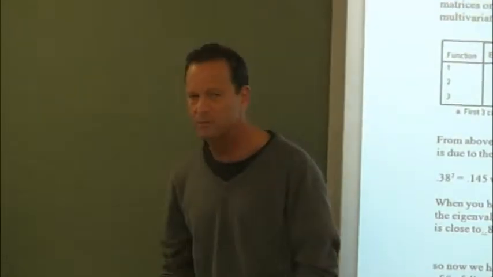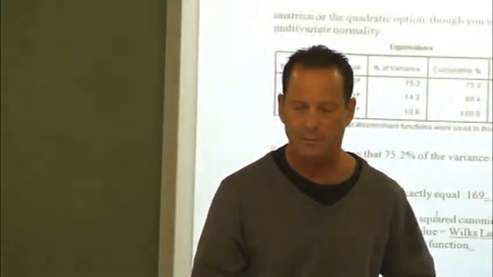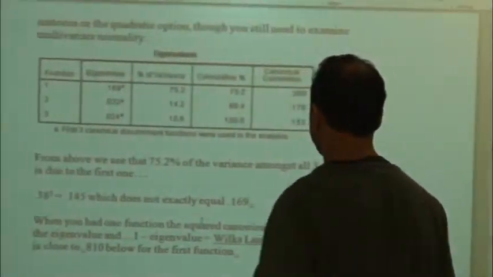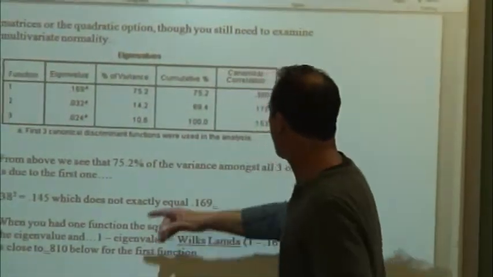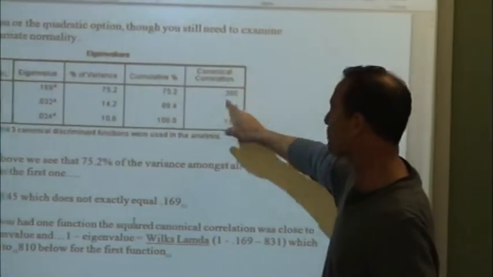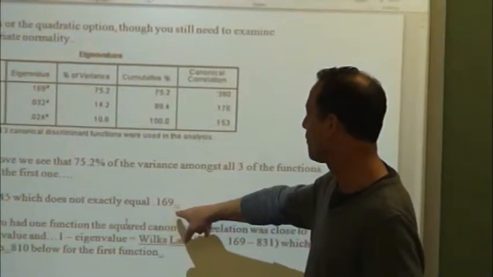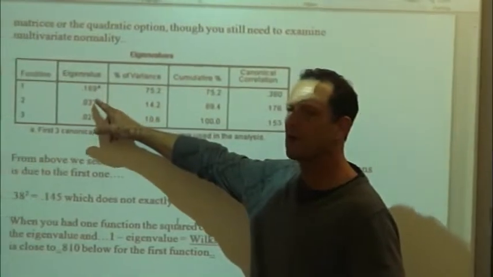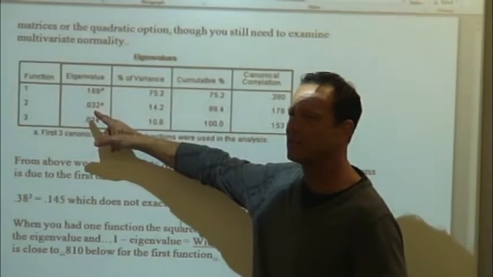So when you interpret the eigenvalues, what do you say? Actually, with the canonical correlation, 0.38 squared equals 0.145, which does not exactly equal 0.169. When we had 2 groups, we were able to square the canonical correlation to get the percentage of variance accounted for.